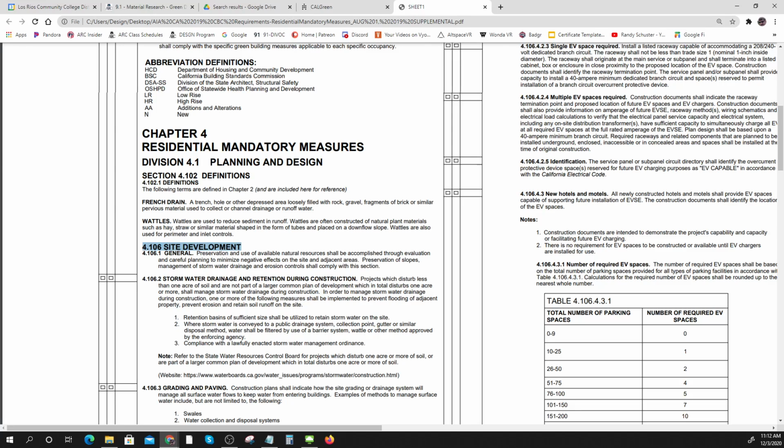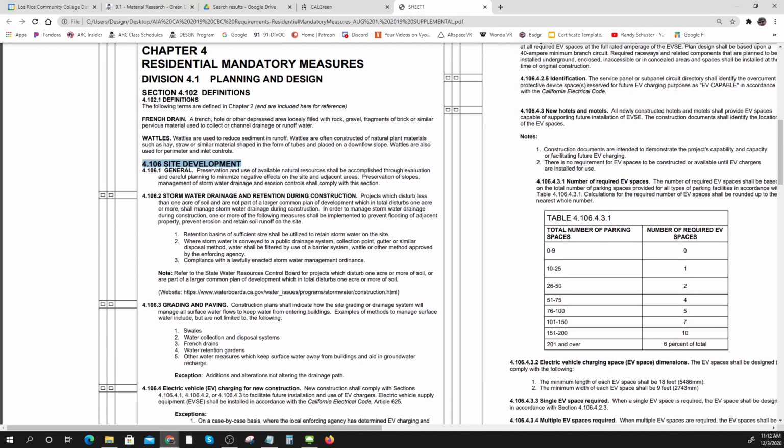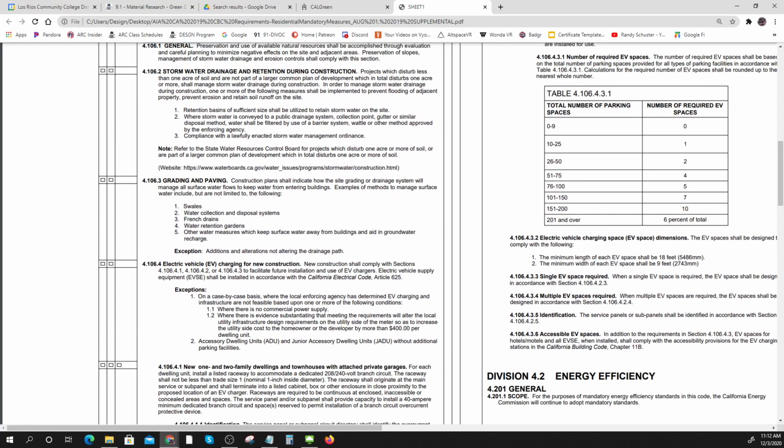Storm water drainage and retention during construction, SWPPP. Grading and paving, we talked about these. Swales, French drains, water retention gardens, other measures. We didn't really talk about these, but there's a bunch about EV for new construction, electric vehicle charging. And particularly if you're doing high-rise or multi-use residential, that's becoming more and more a focus of the state.